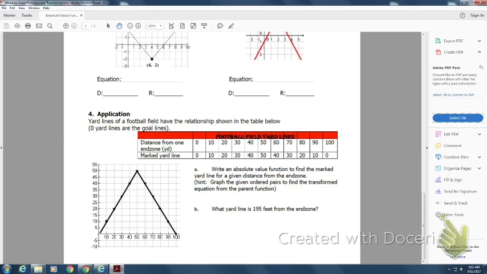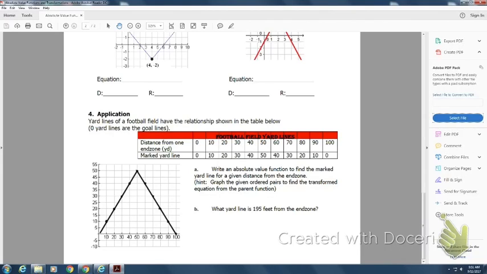As you're finishing that up, I'll read what it says. It says the yard lines of football have the relationship shown in the table. So it's measuring the distance from the end zone in reference to the marked yard lines, the big white numbers on the field. A says to write an absolute value function to find the marked yard line for a given distance from the end zone. So it's asking us to write an equation on that.